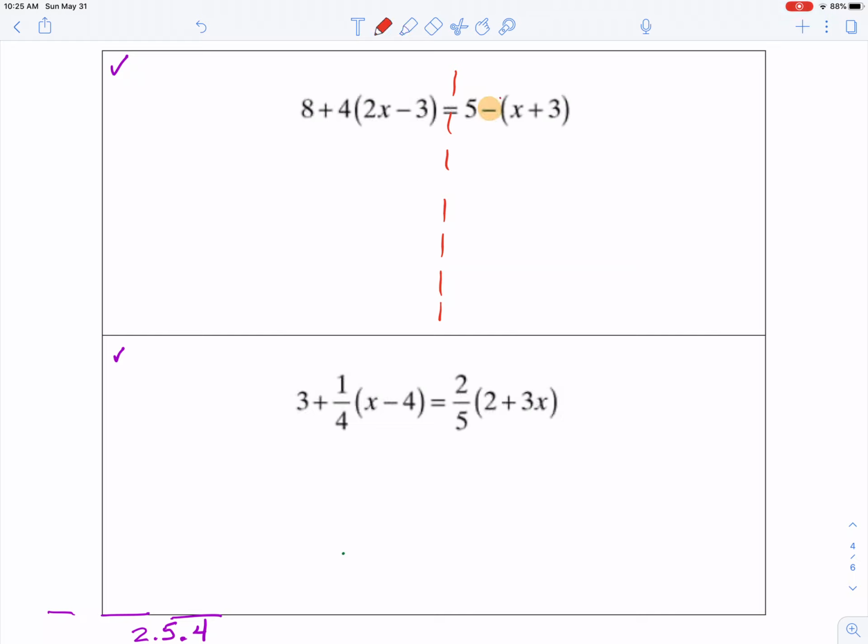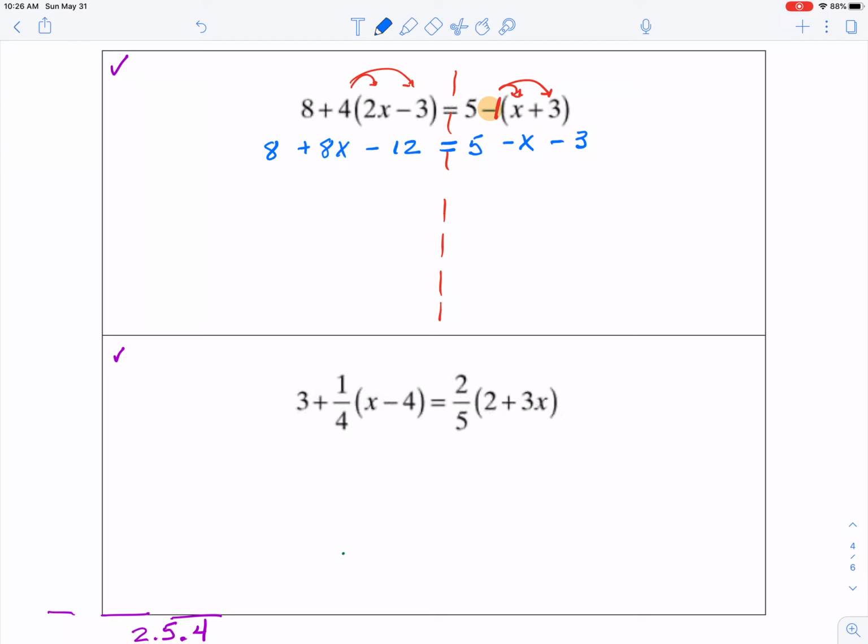Again, think of that as a -1 multiplier, so that as I come in here, whoops, that's not right. As I come in here and distribute, I'll be distributing this -1 over the parentheses. So let's see how that looks. Copy down the 8, distribute the 4 to the 2x, distribute the 4 to the -3, keep the equal in line, copy down the 5, distribute the -1 to the x, so -1 times x is -1x, and -1 times 3 is -3. So there we've got the distribution part finished.